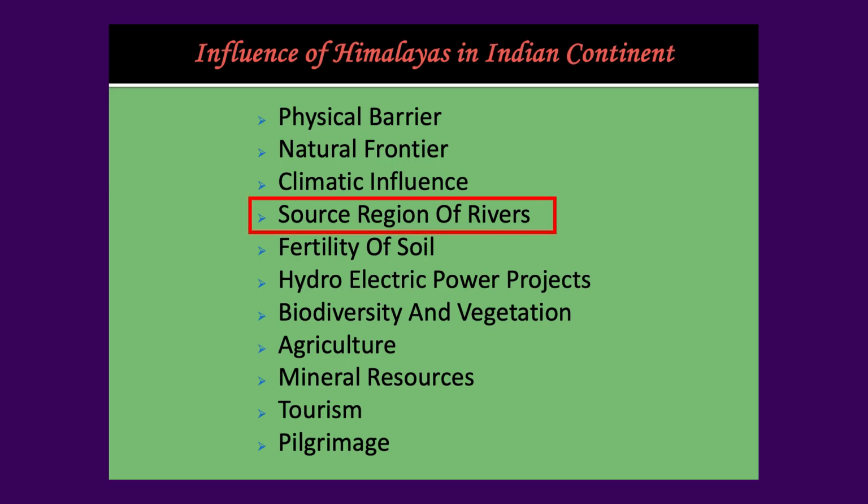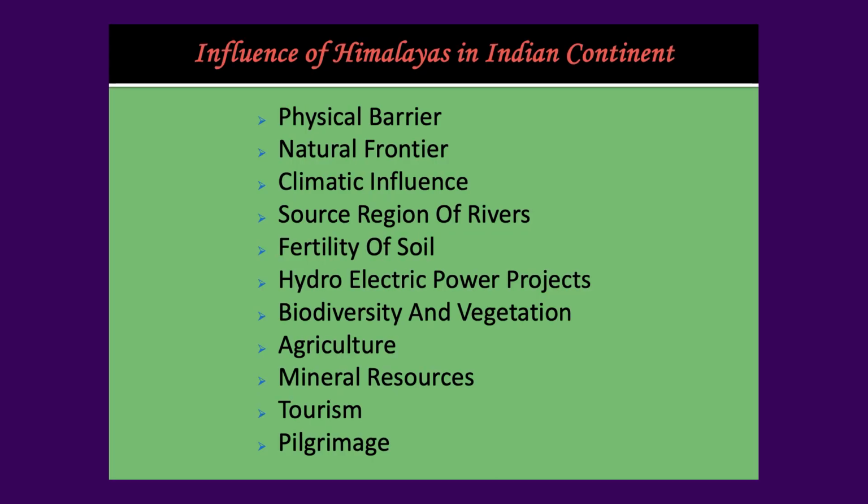Next one, source region of rivers. Himalayas is the abundant reservoir of great Indian rivers such as Ganga, Indus and Brahmaputra. The snow melt in summer and precipitation in winter makes them perennial rivers, that is, having water throughout the year. The abundant waterfalls, huge snowfields and large glaciers feed these drainage systems. The Himalayan rivers give life to northern India.